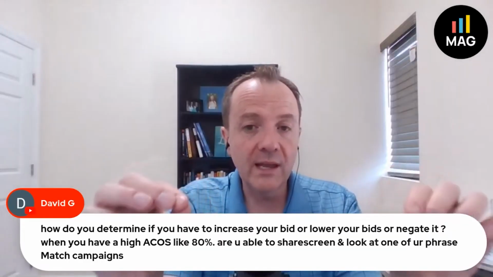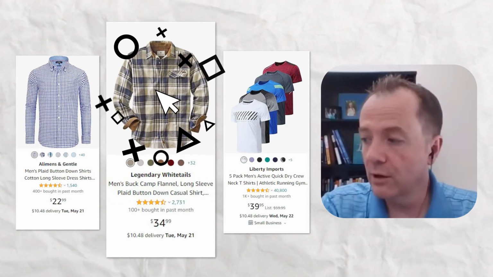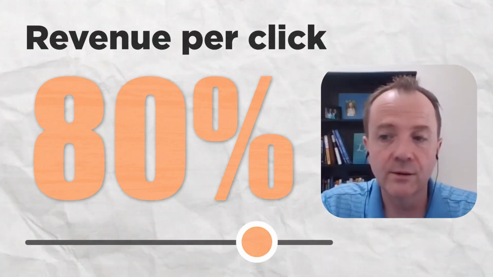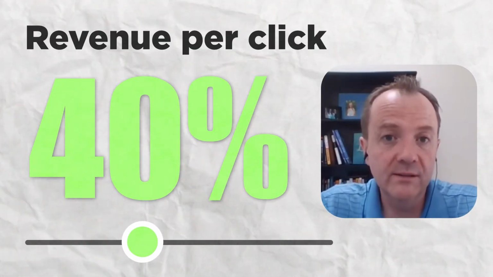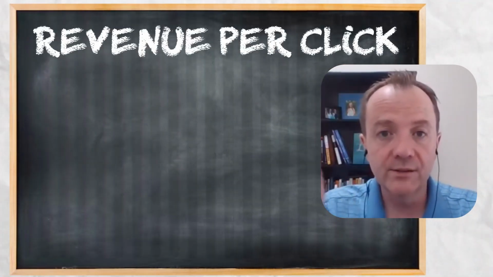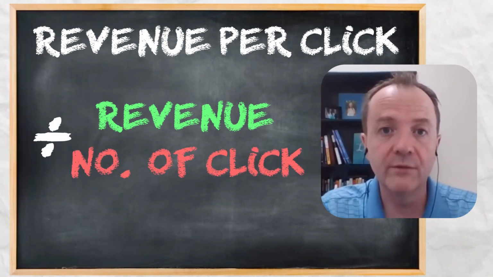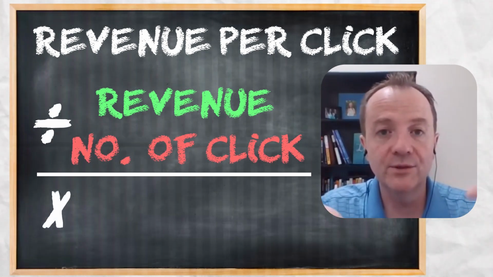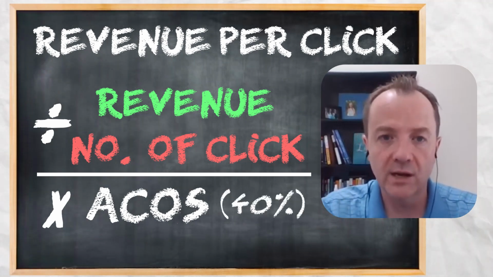And so if you have an 80% ACoS, but maybe you want to get that down to something more manageable like 40%, use the equation I gave earlier of revenue per click. Take your revenue, your sales divided by number of clicks, so that's your revenue per click, multiply that times your desired ACoS. So let's just say in this case, 40%. So we're cutting it in half.